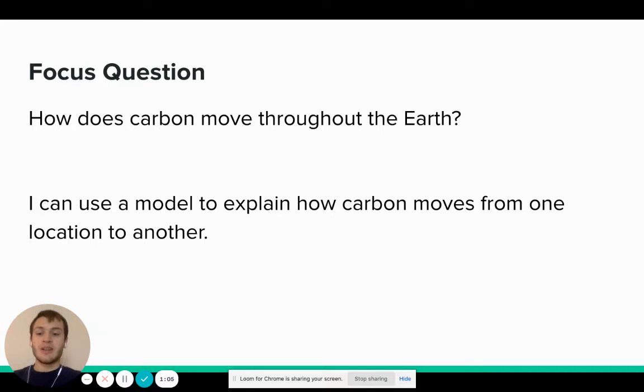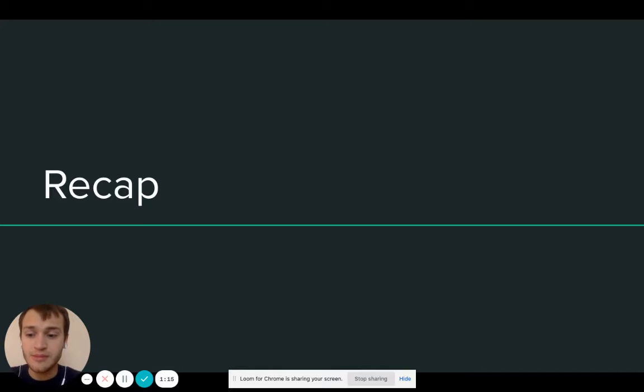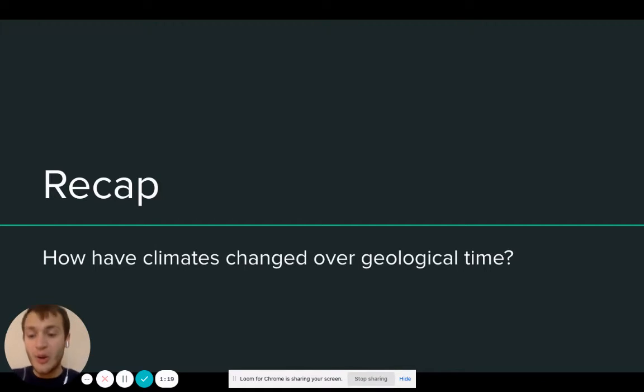The learning target, so what you'll be able to do by the end of next class, is you will be able to use a model to explain how carbon moves from one location to another. So, quick recap of last class. The focus question was, how have climates changed over geological time?